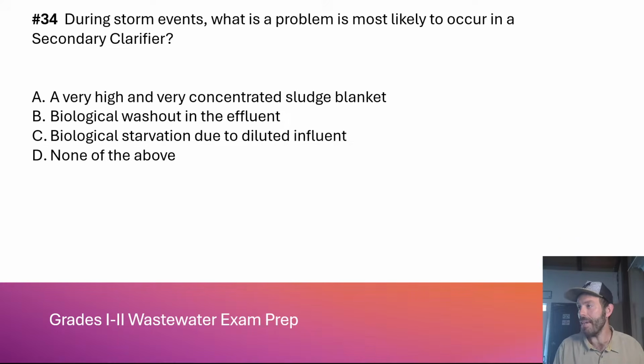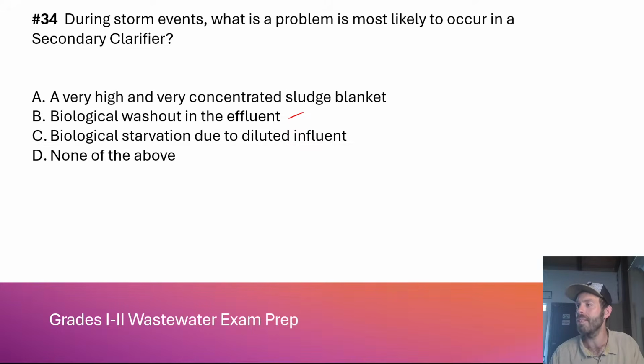The answer is B, biological washout in the effluent. A very high and very concentrated sludge blanket? No, I would say a very high sludge blanket because nothing can settle because it's so turbulent, but it wouldn't be concentrated, it would be mixed up and dispersed. So that's what makes that not correct. Biological washout? Absolutely, there's so much turbulence, you're not able to actually settle, and they'll go right over the weirs. Been there, no fun.